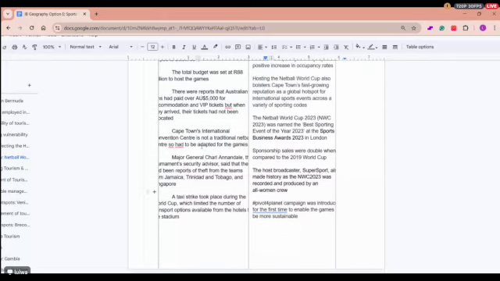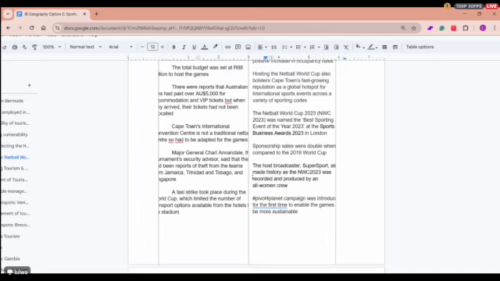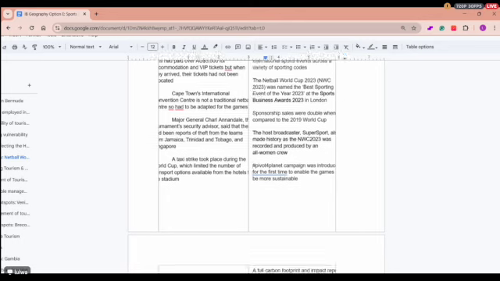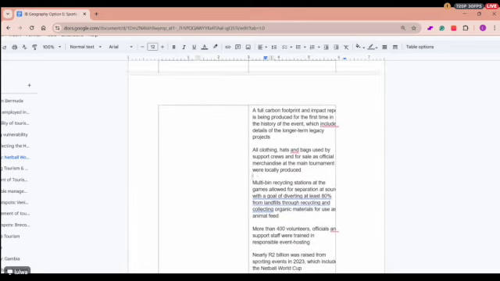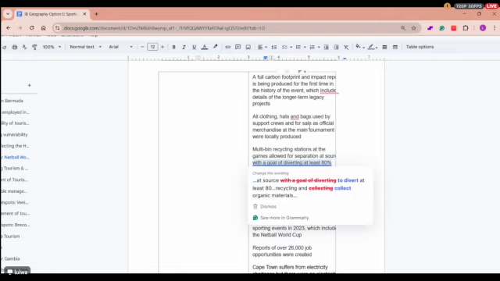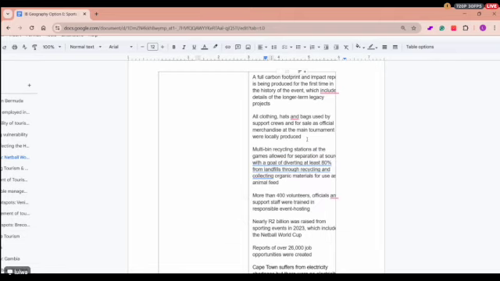However, also Cape Town's International Convention Center is not a traditional netball center, so it had to be adapted, and a taxi strike took place during the World Cup, which limited the number of transportation options available from the hotels to the stadium. However, all clothing, hats, and bags used by support crew and for sale as official merchandise at the main tournament were locally produced.